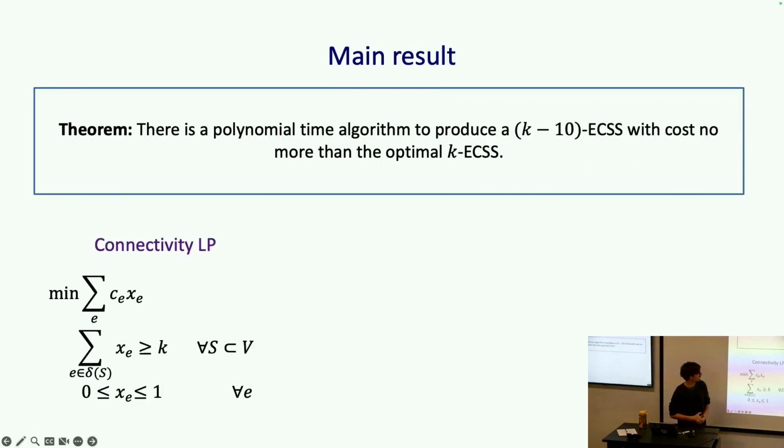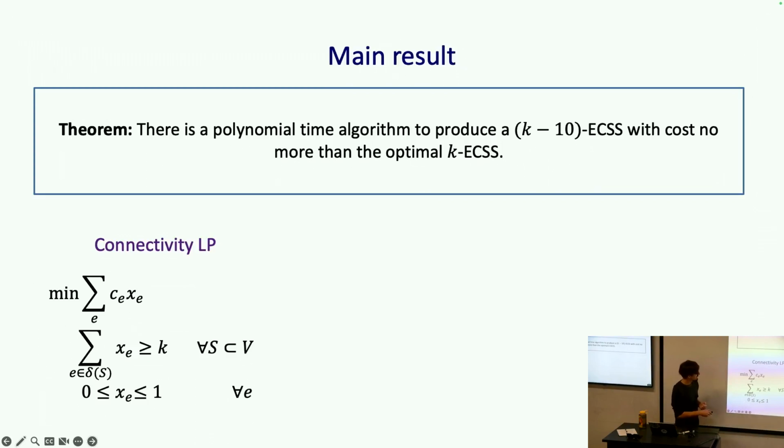So how do we prove this? We first relax the problem using a linear program, which is just this connectivity linear program, which says that I want to minimize the cost of my graph, and I want every cut in the graph to have at least a weight of k going across it.